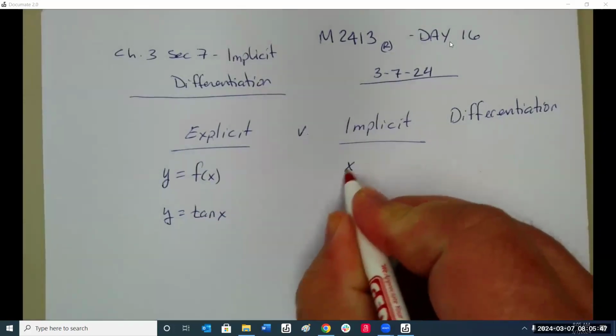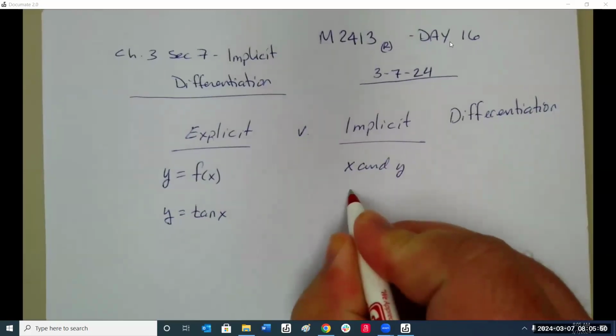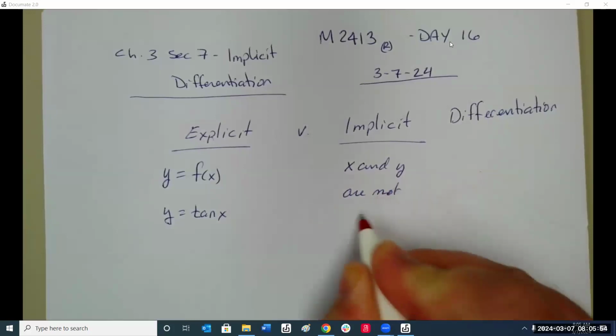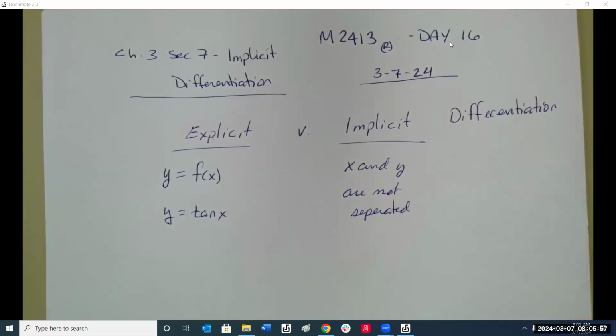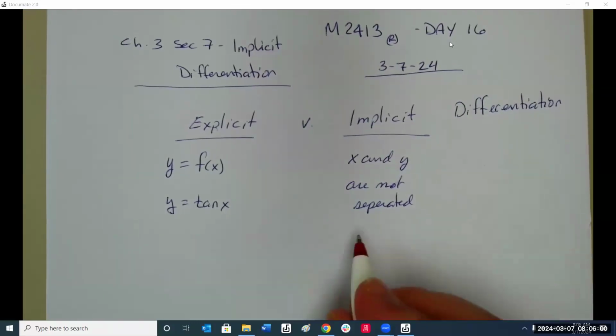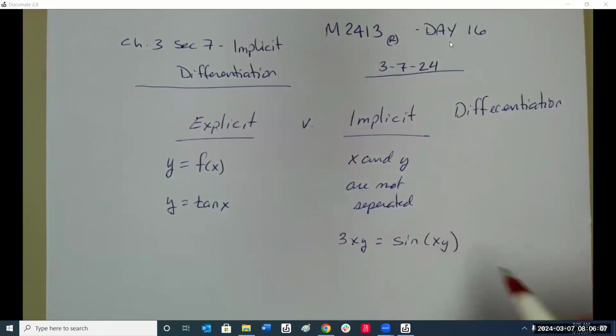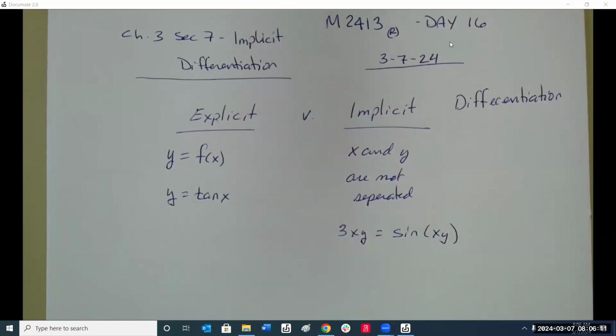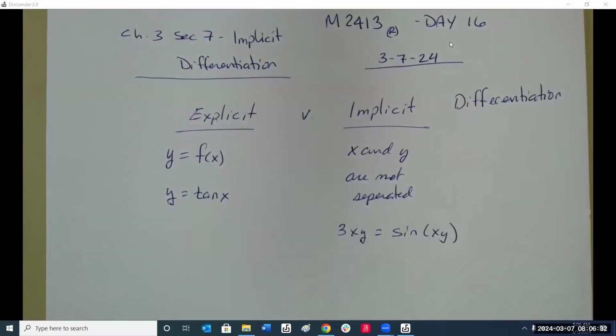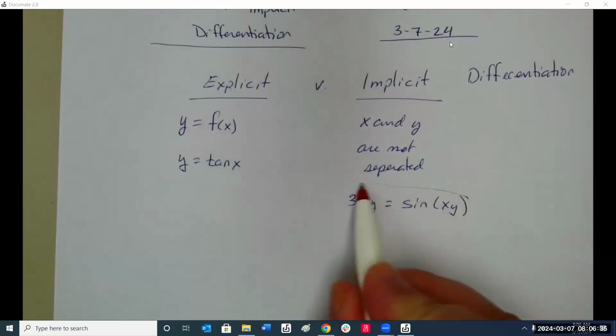This is where x and y are not separated. You can have x's and y's on both sides of the equation, something like 3xy equals sine xy. In other words, implicit differentiation is when you cannot separate, and you don't want to separate, the x's and the y's. You take the derivatives with respect to the variables as you go along. That's what we're going to do in this section. We're going to look at these types of problems.